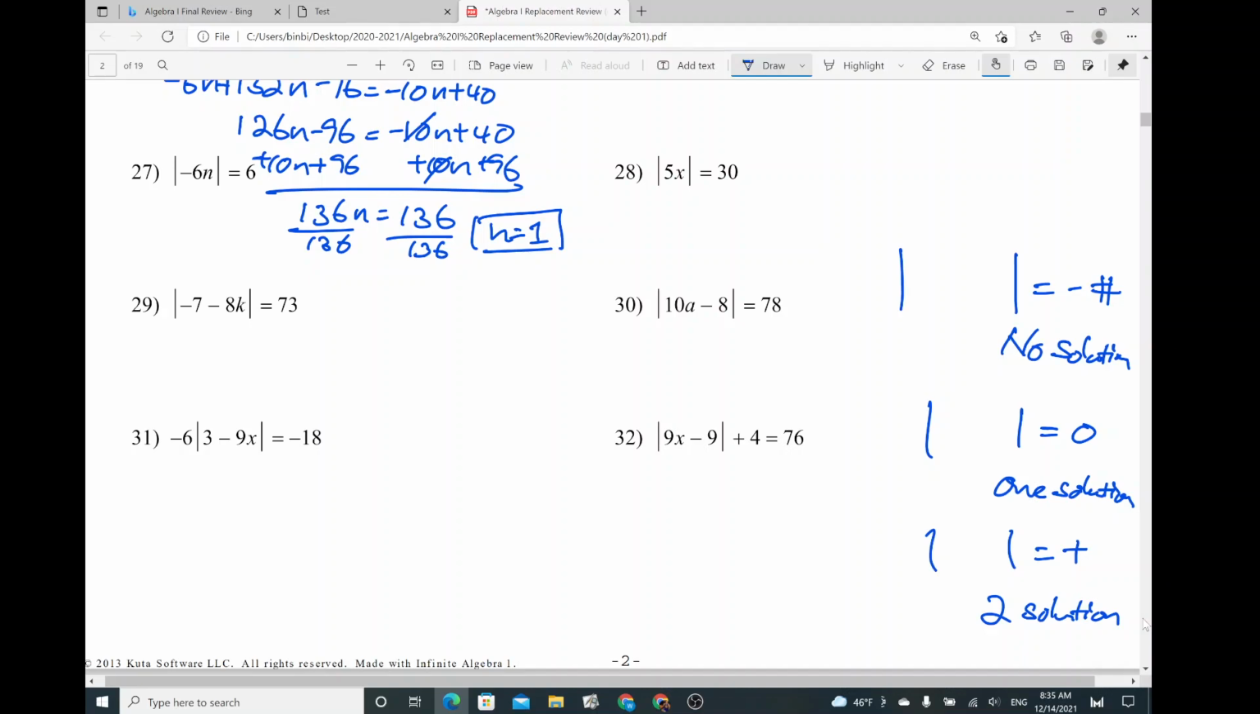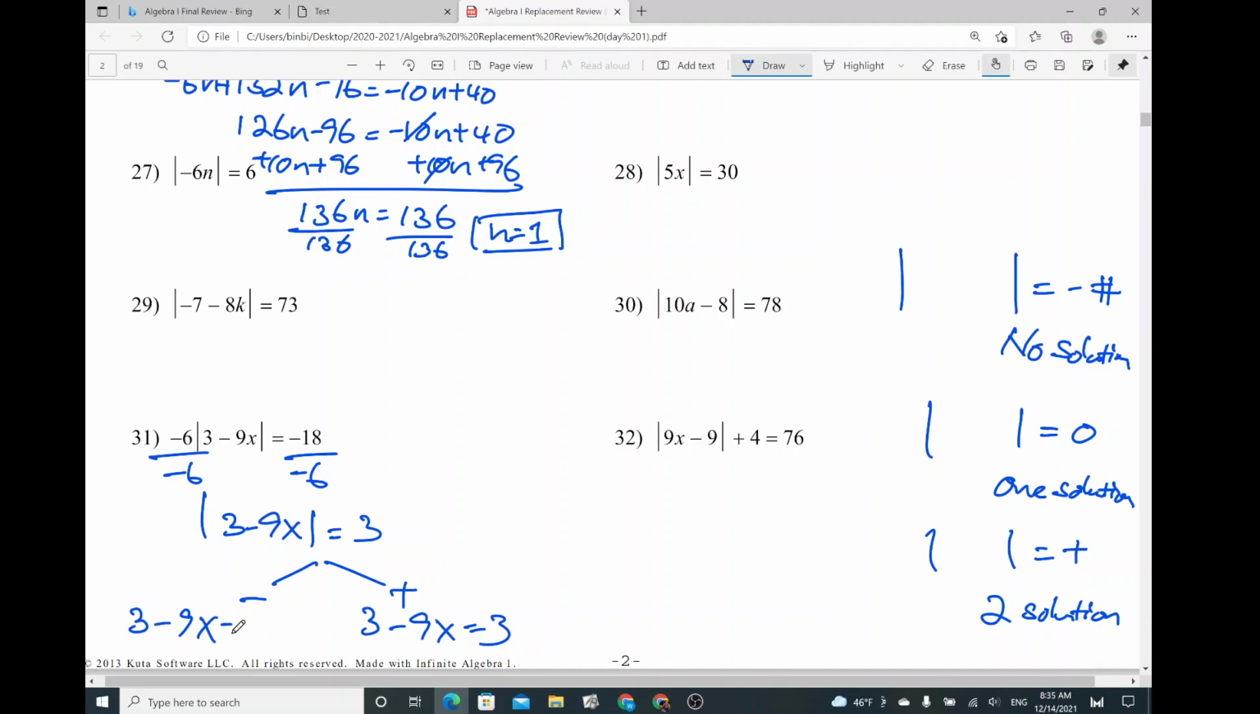Okay, so now let's find out. Number 31. What happens if there's a number right in front of the absolute value? We need to get rid of that number first, so divide by negative 6. So the absolute value of 3 minus 9x equals 3, because negative 18 divided by negative 6 is 3. Once we end up with this form, we want to break it apart into positive and negative. For the positive, we just leave it as 3 minus 9x equals 3. For the negative, we keep it as 3 minus 9x equals negative 3.